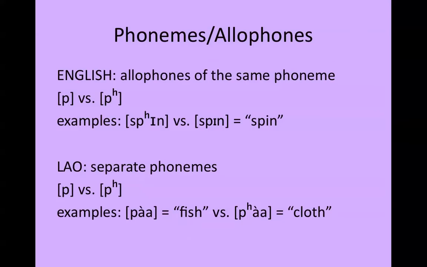Okay, so as you see, this subtle sound difference in English does not affect the meaning of the word. However, in Lao, this sound difference is not very subtle, as in these sound differences can change the meaning of the word, one meaning fish and one meaning cloth. Ba and pa. So there you go. There's sort of an intro to how phonemes and allophones work, and also between languages.